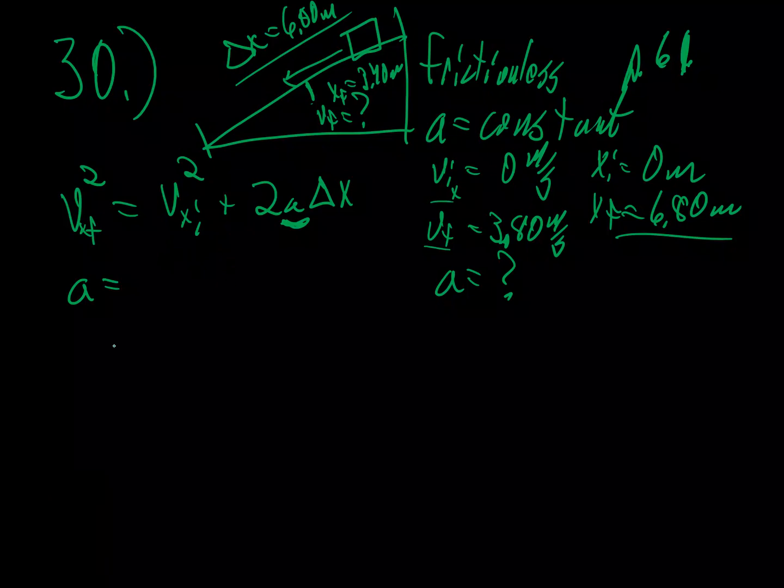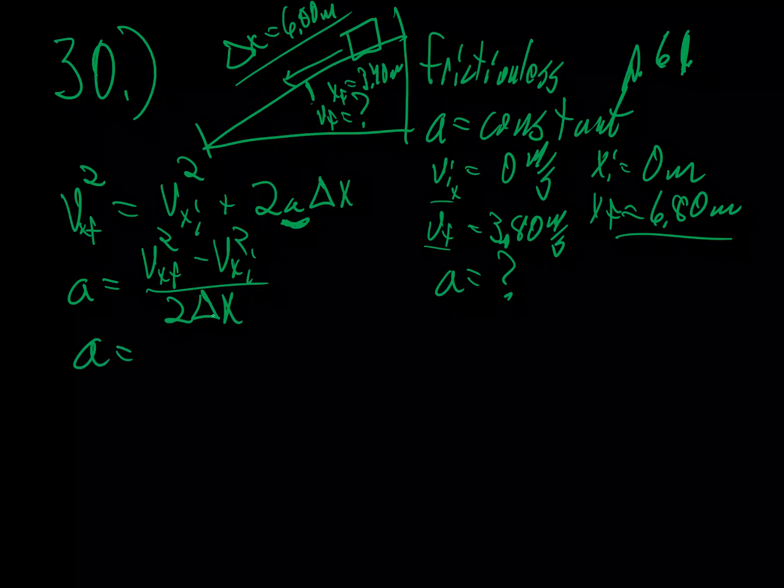I have to be careful. I don't want to erase what I've done. So we solve for acceleration, so it'd be Vx final squared minus Vx initial squared, divided by 2 delta x. So let's plug everything in.